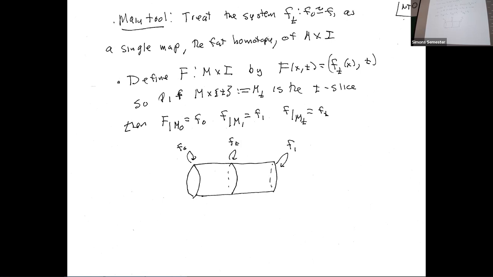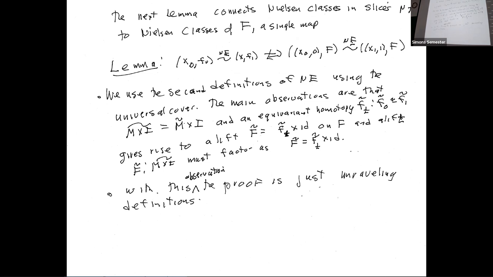So capital F acts on this end by F0, acts on this end by F1, and on the t slice acts by Ft, which is an intermediate thing in the homotopy. All right, so this geometricizes the whole homotopy thing for you. And you don't have to think about two maps. You can think about a single map. And then the thing that saves you, that makes the whole theory work, is that things are Nielsen equivalent if and only if the corresponding points are Nielsen equivalent under the fat homotopy.